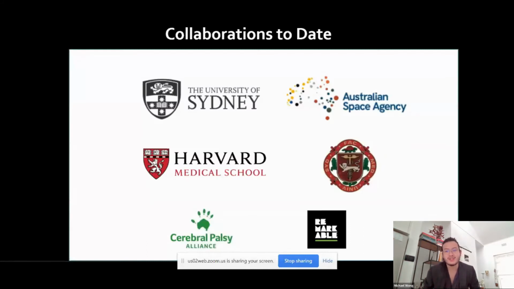And with some collaborations to date. As you know, in the last 3 years here in Australia, the Australian government has launched an Australian Space Agency with key goals in partnering with other collaborative institutions, including NASA and others around the world, in developing both spaceflight technology, but also around garnering interest and research interest in the field. Also, special thanks to colleagues at Harvard Medical School, the Cerebral Palsy Alliance, Remarkable, and the Westmead Clinical Schools, which I'm part of as well.